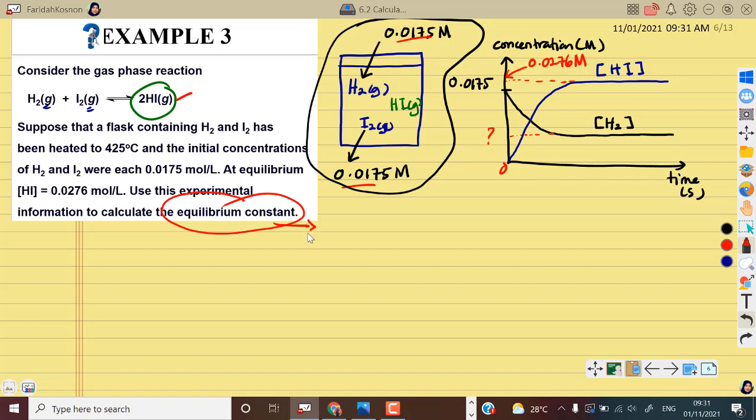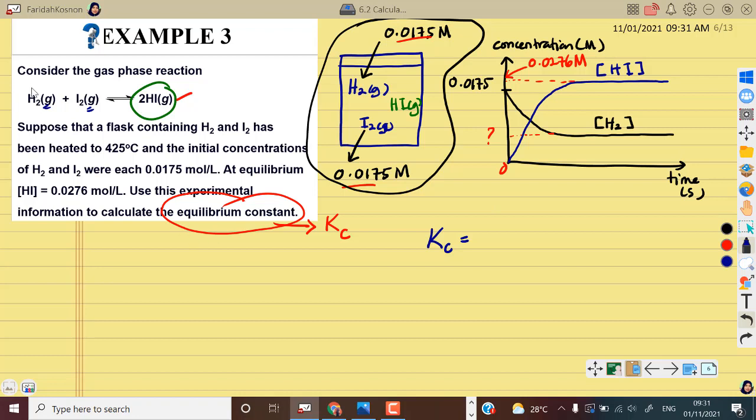So, since maklumat yang diberikan tu adalah dalam bentuk concentration, maksudnya kita nak kira apa ni? Kita nak kira Kc. Jadi based on the balanced chemical equation yang diberikan dalam soalan, dan maklumat yang diberikan, kita nak kira Kc. Cuma macam mana kita nak kira Kc sebab kita tak ada lagi concentration at equilibrium bagi reaktan hidrogen dengan iodine, tak ada. So first of all, saya start dengan Kc expression. Kenapa saya tulis dengan Kc expression? Sebab saya nak tahu apa yang saya perlu ada untuk kira Kc.